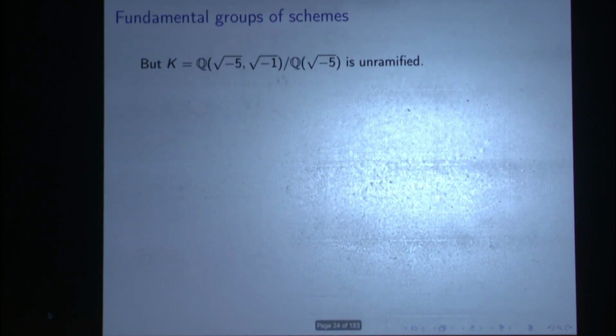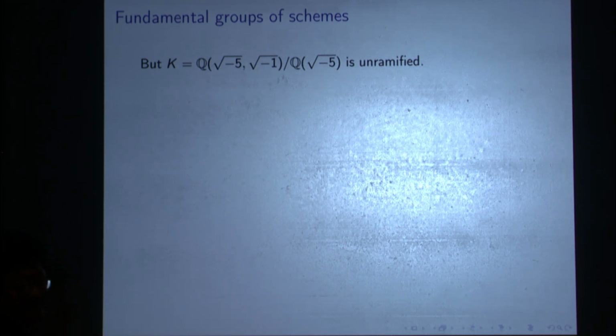So for example, in a slightly different example, if you go already to the field obtained by the square root of -5 and then go to the bigger field where you also join i, then this actually ends up being unramified. The ramification is somehow eaten up by the smaller field.